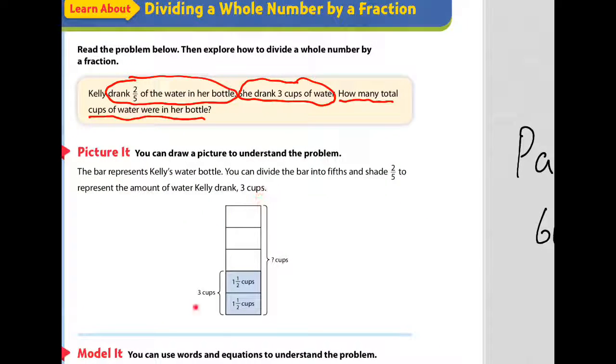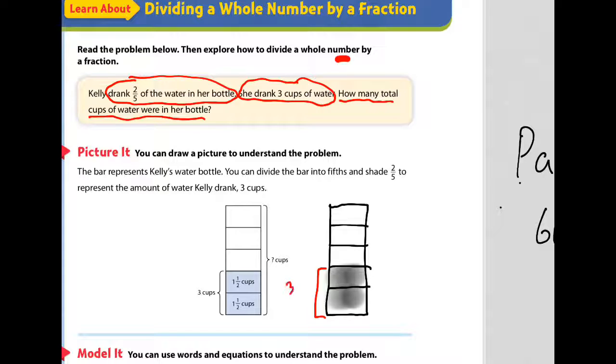I know they have this model drawn, but I want to show you what they did. Going up into the problem, she drank 2/5 of the water in her bottle, right? So let's have this bar represent her bottle. Let's split it into fifths, and let's shade 2/5. There's the 2/5. Then the 2/5 that she drank is 3 cups, so let's label that 3 cups.